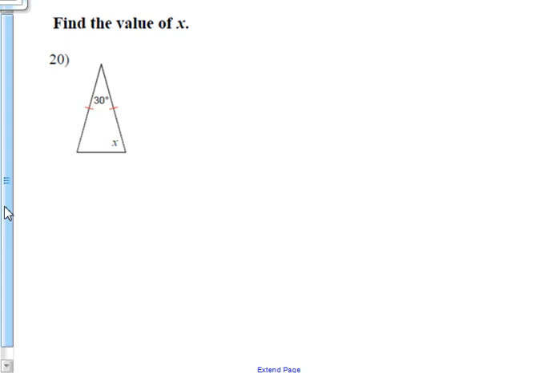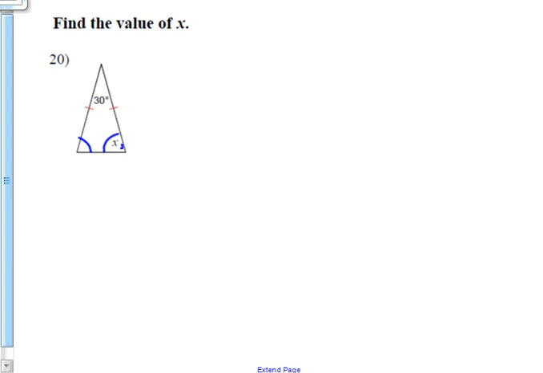So for number 20, I'm given a triangle again, kind of like I did in 19, but it gives me a little bit different information here. It gives me the top angle this time and not one of the base angles. So going back to that base angles theorem, kind of the converse of it almost, is that when I have two side lengths that are the same measure, the angles directly across from those side lengths, basically the angle that opens up to that side.